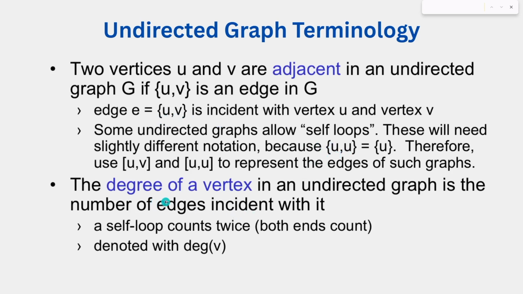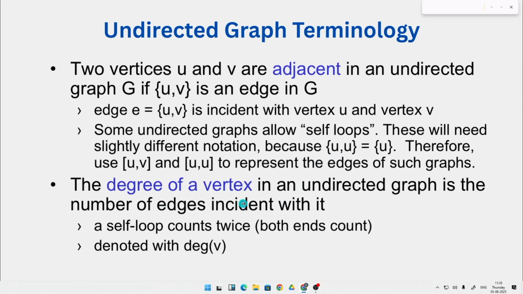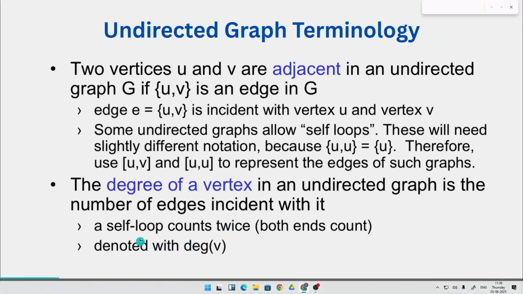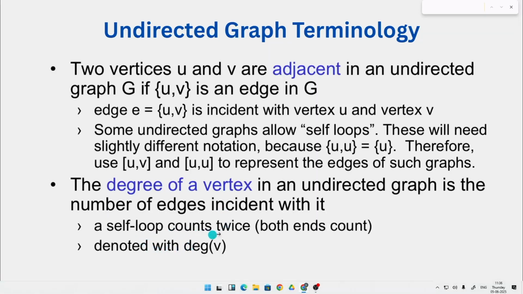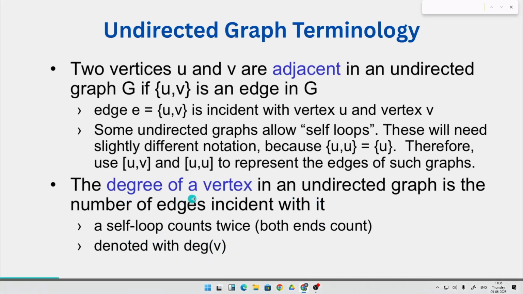And the next terminology is the degree of a vertex, and the degree of a vertex is usually the number of edges incident on it. If we consider a vertex, that many number of edges that are incident on it counts for its degree. And in the case of a self loop, it is counted twice. As I said, it has one edge leaving the vertex and another edge entering the vertex. So, we normally count a self loop twice. In order to denote the degree of a vertex, we use the term degree of V.